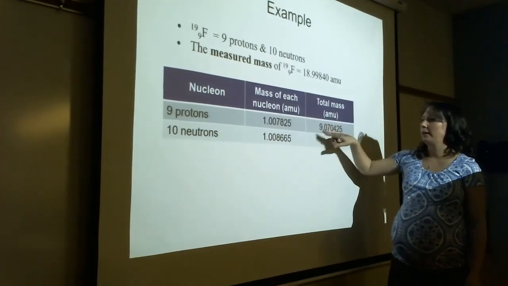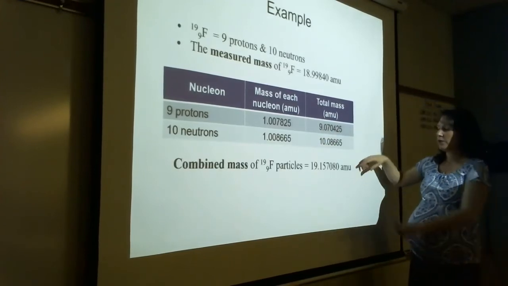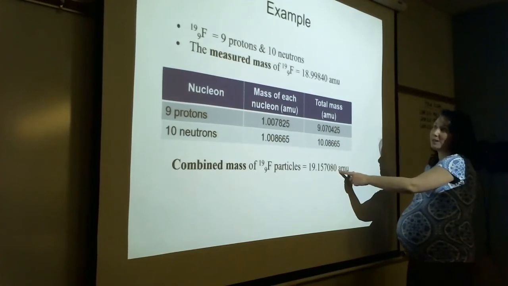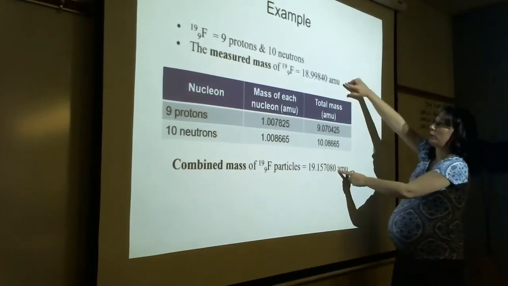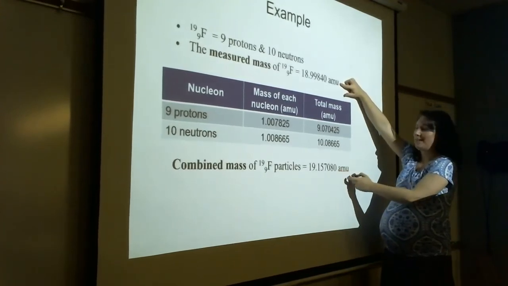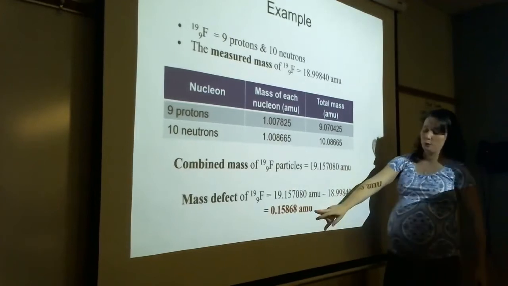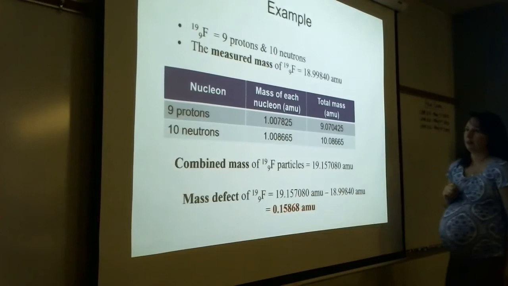Multiply this by 9, multiply this by 10, and add them up. So this is what I expect the mass of this isotope to be. Here's what I measure the mass of the isotope to be. So the mass defect is just the difference between them. Okay? That's how we calculate this.